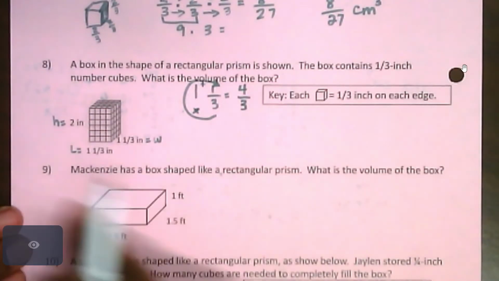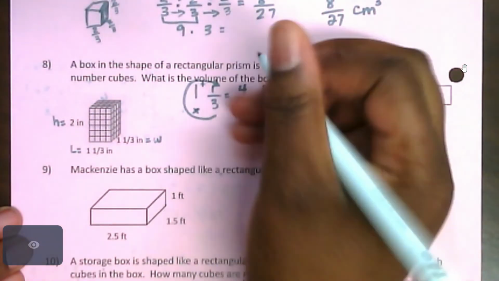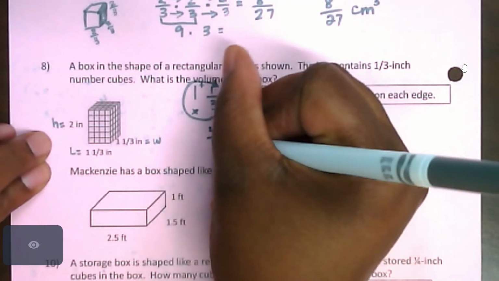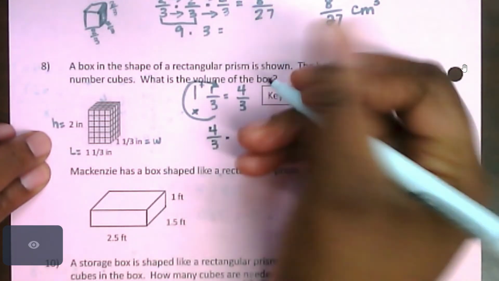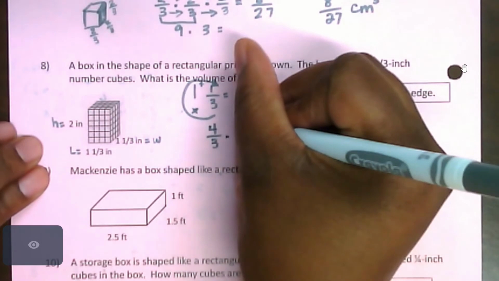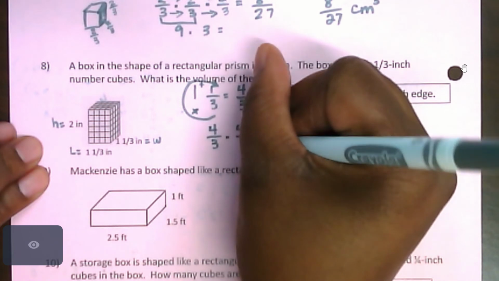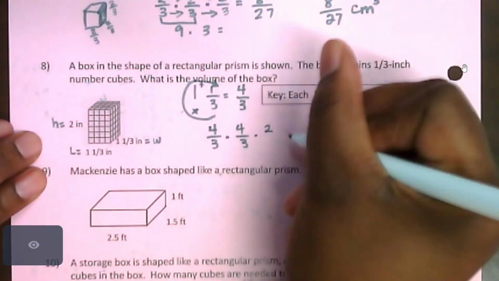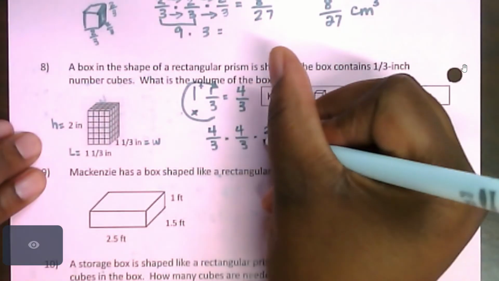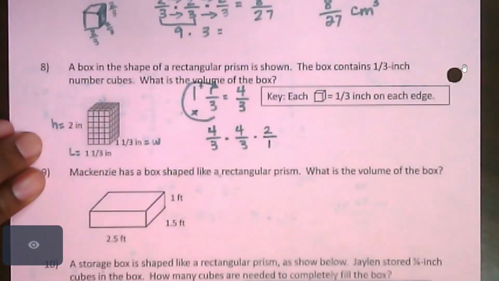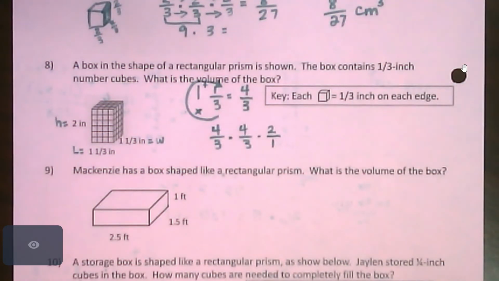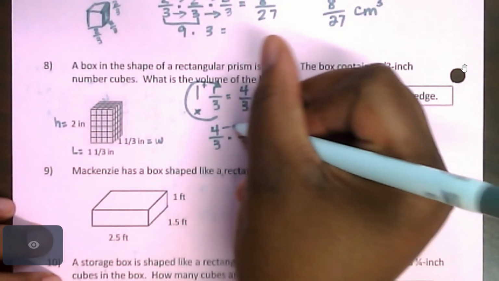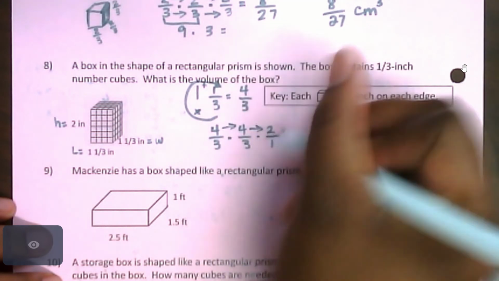So now let's do the whole length times width times height. So I have my length of 4/3 times my width of 4/3 times my height of 2 inches. And I have all fractions here, so I'm going to make that look like a fraction as well. And then now this is just multiplying straight across.